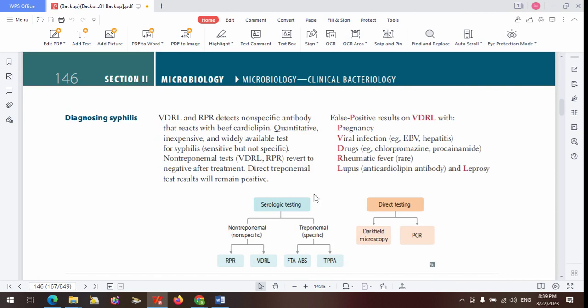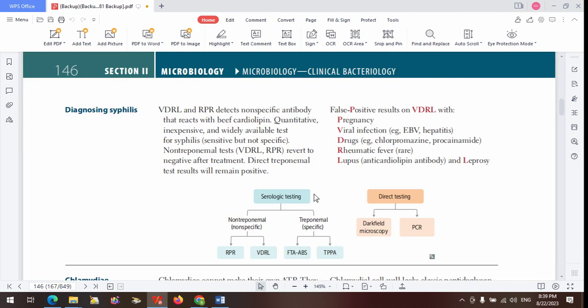So let's talk about diagnosis of syphilis. We have different modalities. We can use serology or we use direct testing. Direct testing means you are looking at the organism live or you are looking at the DNA of the organism. Very easy. So how can you look at DNA of an organism? You do your PCR, very easy. Nucleic acid amplification test, PCR, polymerase chain reaction.